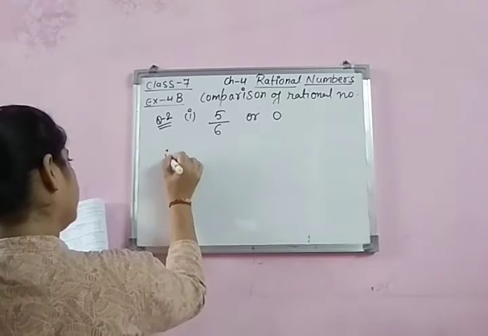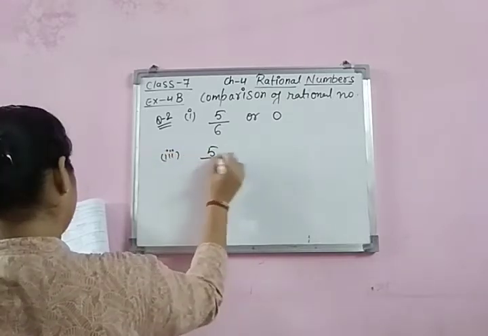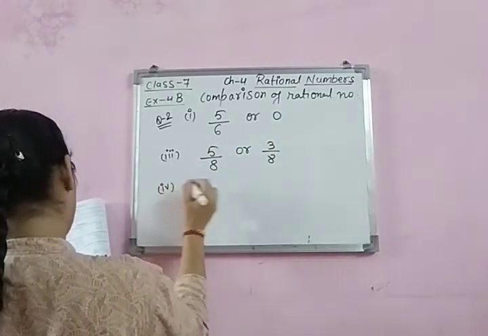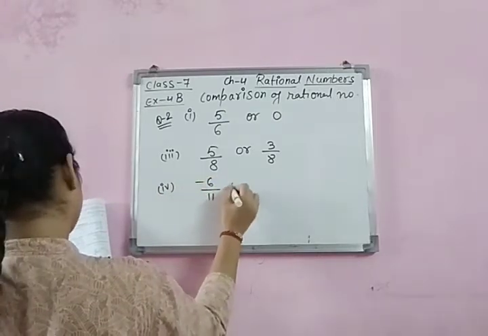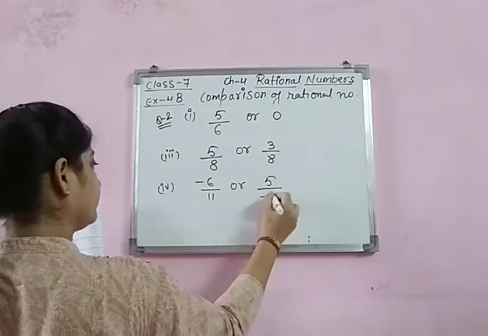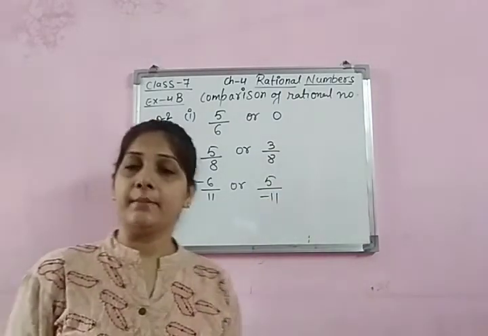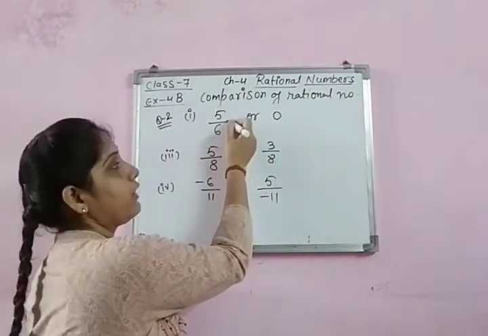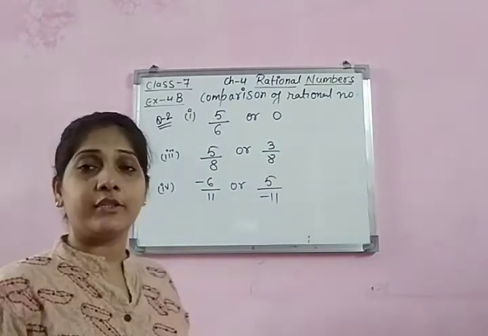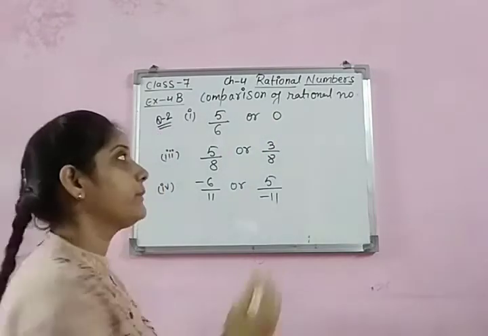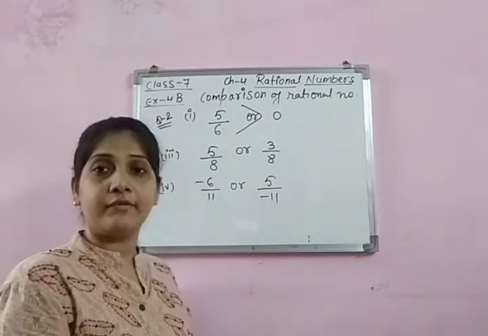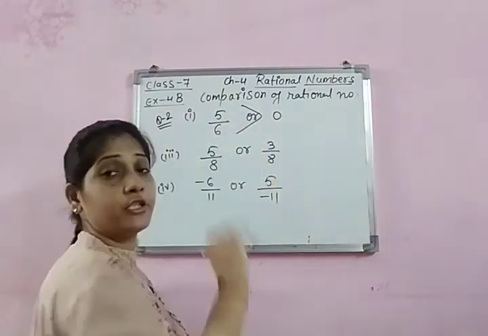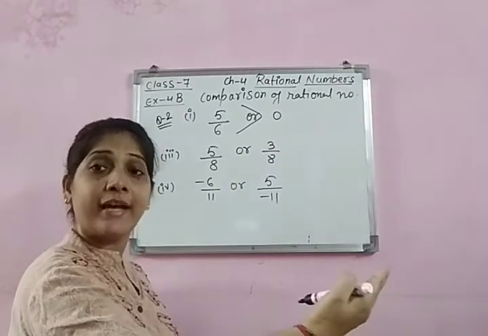Then the third part. Now the fourth one. Look at these questions, these three parts. We have to tell which one is greater. So let's see this one. This is positive and this is 0. So just now I told you that positive is always bigger. So there is no need to solve it. It's understood that 5 by 6 is bigger because it is positive and this is the rational number 0. So positive will always be on the right hand side.